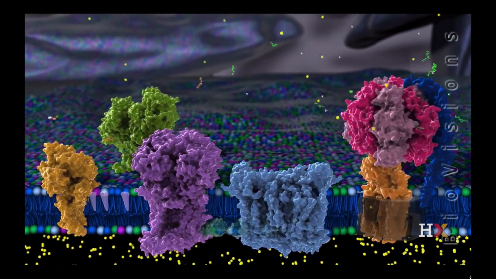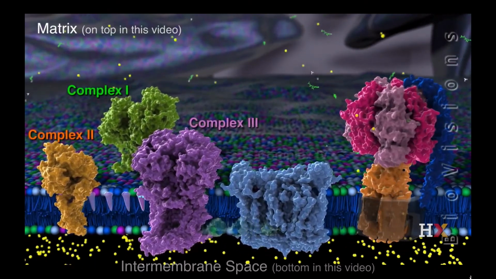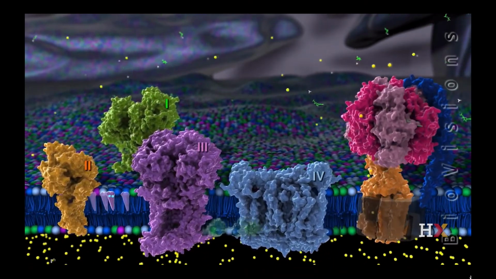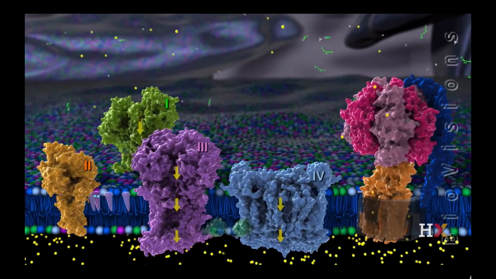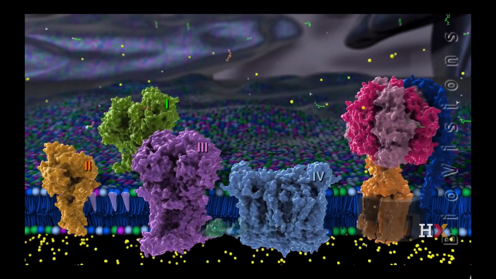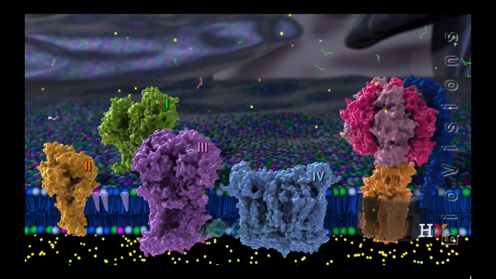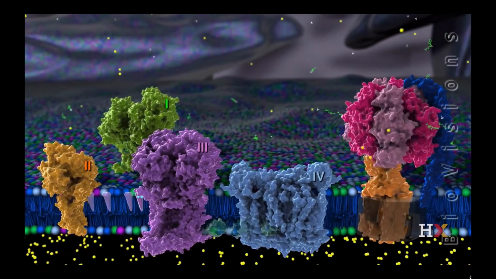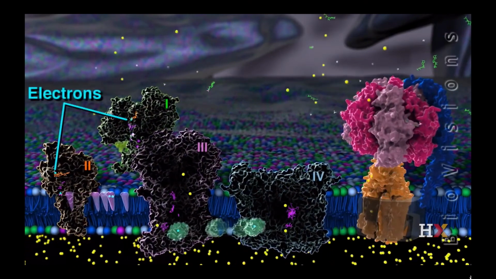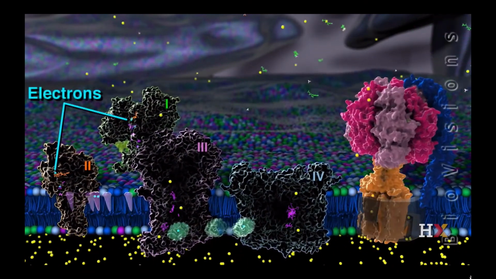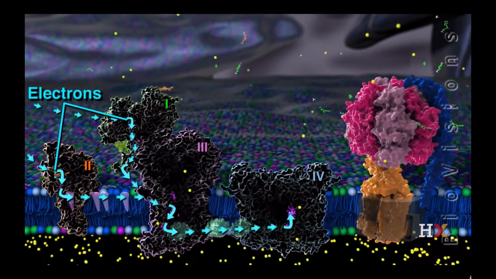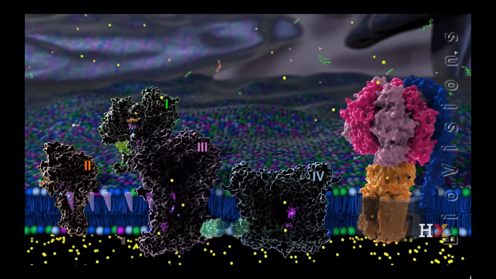At the heart of this system are 4 protein complexes, numbered 1 through 4. Complexes 1, 3, and 4 directly pump protons from the matrix into the intermembrane space. Proton pumping requires energy, and the 4 protein complexes get this energy by transferring electrons through a series of coupled reactions. This linked process of electron transport is why the 4 complexes are collectively referred to as the electron transport chain.